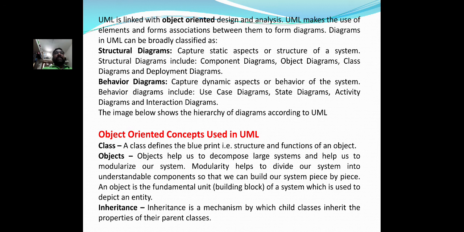The next topic is object oriented concepts used in UML. Firstly, define a class. A class defines the blueprint, structure, and function of an object. Objects help us to decompose large systems and help us to modularize our system. Modularity helps to divide our system into understandable components so that we can build our system piece by piece. An object is the fundamental building block of a system which is used to depict an entity.